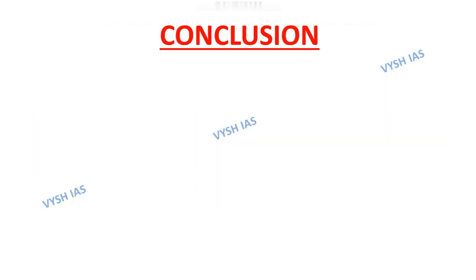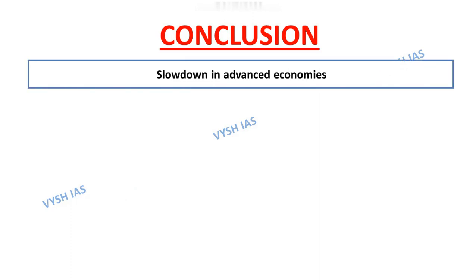Now, come to the concluding part. Due to the anticipated slowdown in advanced economies, inflation risk coming from the global commodity prices is likely to be lower in financial year 24 than in financial year 23.